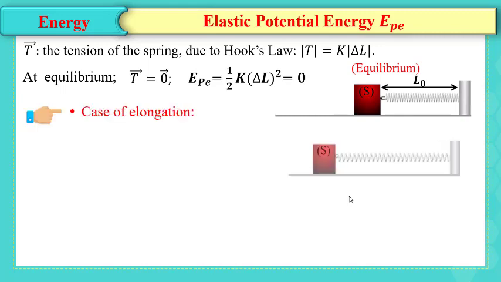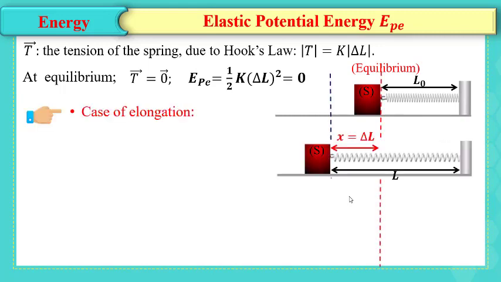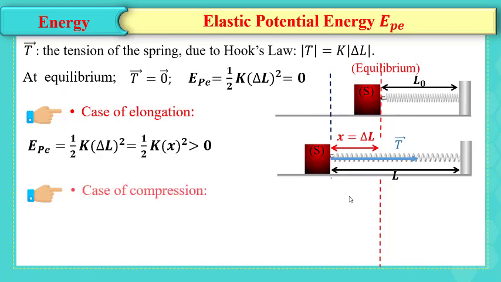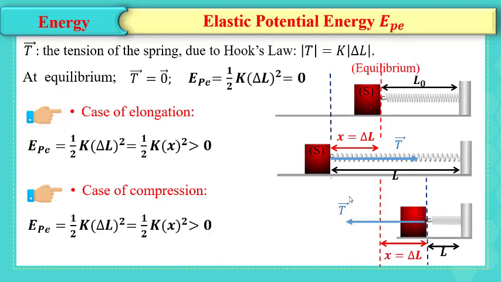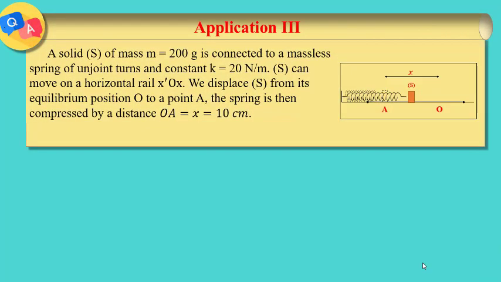In case of elongation, the length increases, and the expression of elastic potential energy, half K delta L squared, is positive. In the case of compression, L decreases. Here we have half K delta L squared, and it is also positive since we are squaring delta L in both cases. Let's solve an application on the elastic potential energy.